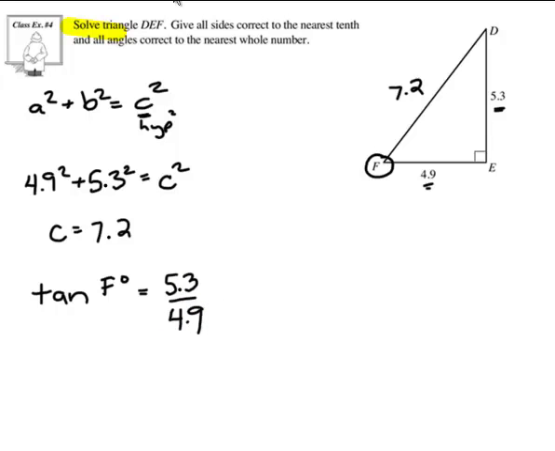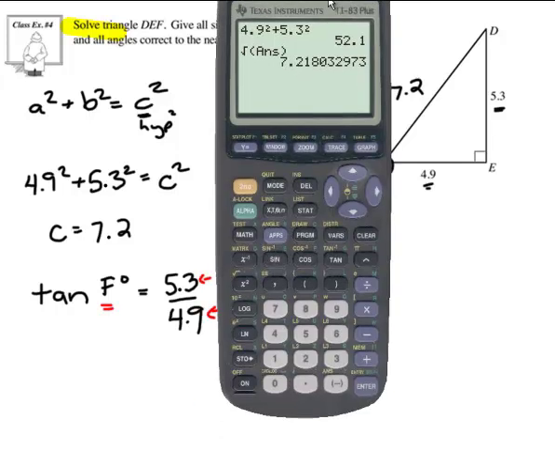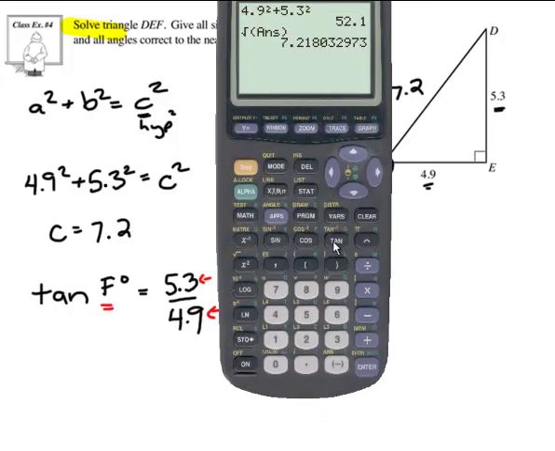Now this is one of those questions where I don't know the angle, but I know the numerator and I know the denominator of the ratio. So what I need to do is grab my calculator, and it's a case where I'll use second function. So find the angle where the tan ratio is 5.3 divided by 4.9 and hit enter.